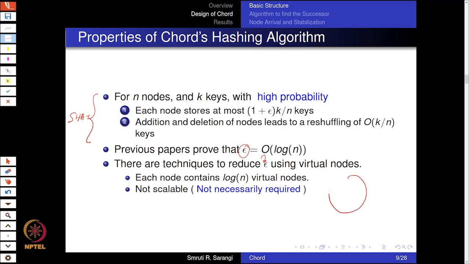So let's say that we have a ring like this, and let's say we have a physical node P. If we are creating log n virtual nodes out of it, then each node's ID will basically be the IP address of P with the virtual node number. So this will hash to one point on the ring, the other virtual node will hash to another point on the ring, and this one will hash to this point. Similarly, if there is another physical node P with, let's say, 3 virtual nodes, one virtual node might hash over here, one might hash over here.